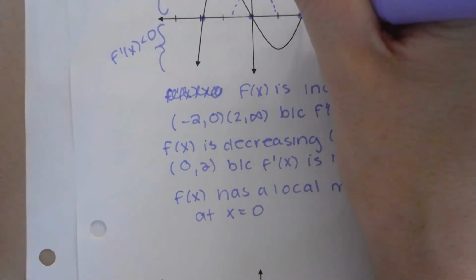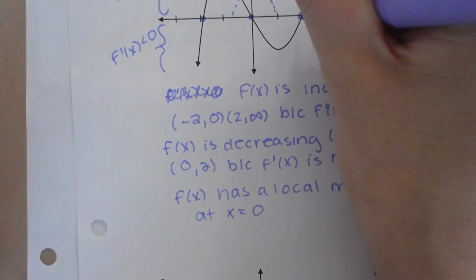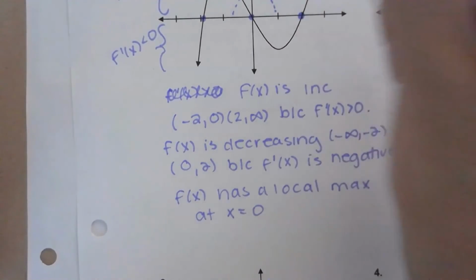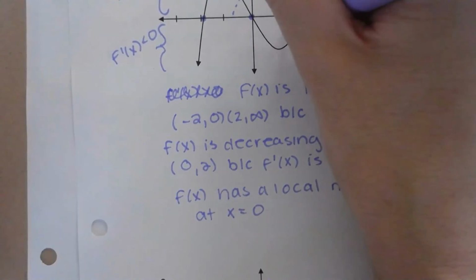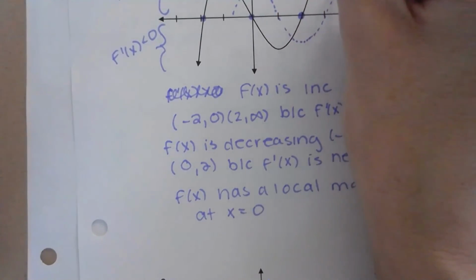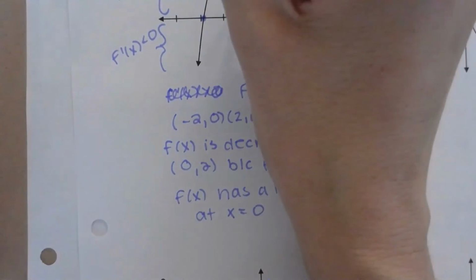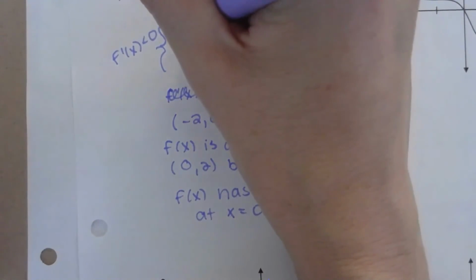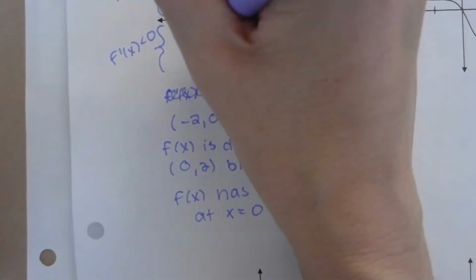But what about this graph going from negative? Oh, I was reading it right to left. Yep, this graph's going negative to positive. So that means that is a min. And this graph is going negative to positive. So that makes this a min.